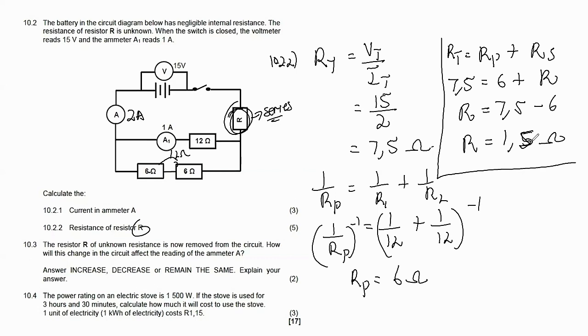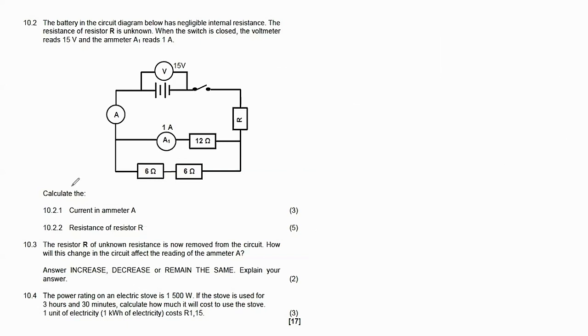So now we have our resistance of resistor R is 1.5 ohms. Then let's proceed to 10.3. It says the resistor R of unknown resistance is now removed from the circuit. So this is now removed. How will this change in the circuit affect the reading of the ammeter? Answer: increase, decrease, or remain the same.